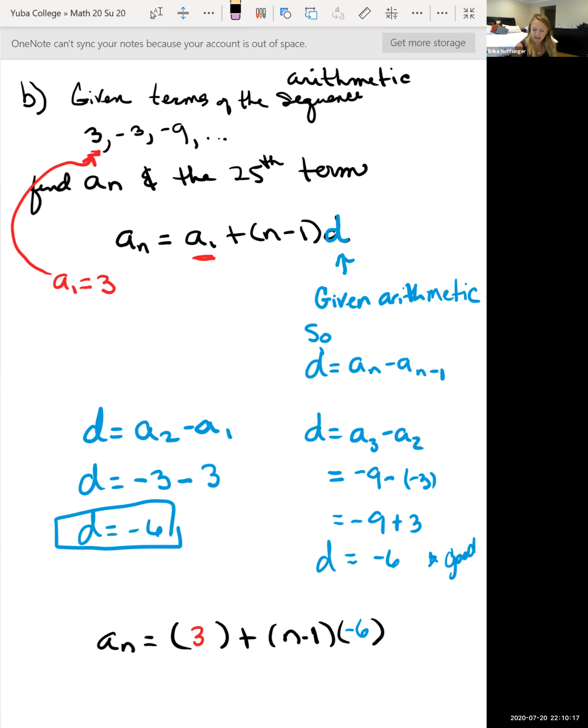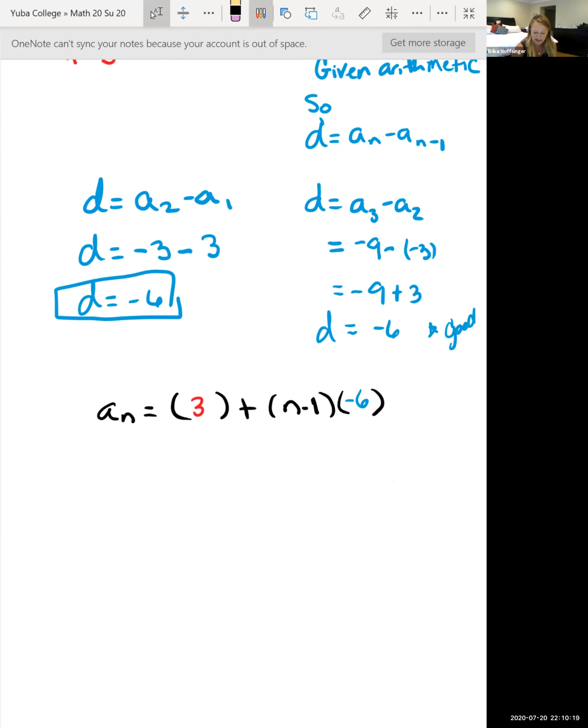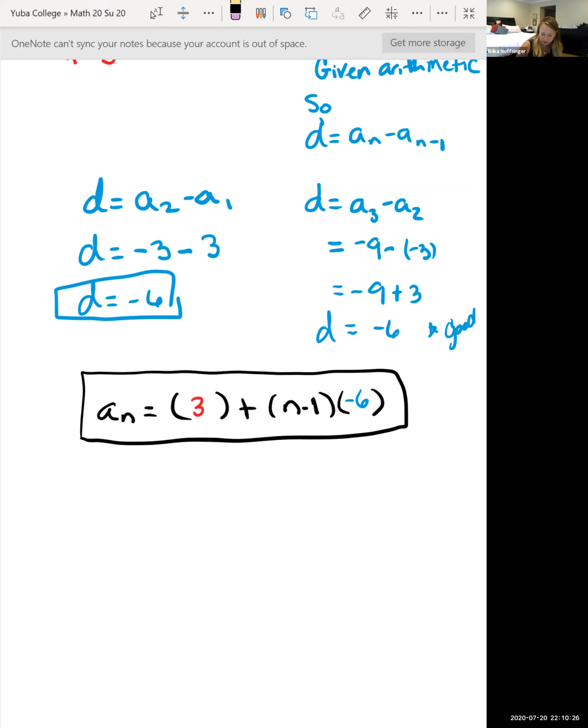Okay, so we can leave it like that, or we can simplify it by distributing the negative 6 and combining like terms. So a sub n, if I distributed my negative 6, I'd bring down my 3. Negative 6 times n is negative 6n, and negative 6 times this negative 1 is plus 6. So a sub n is equal to 3 plus 6, which is 9 minus 6n. That's another way you could have rewritten it.